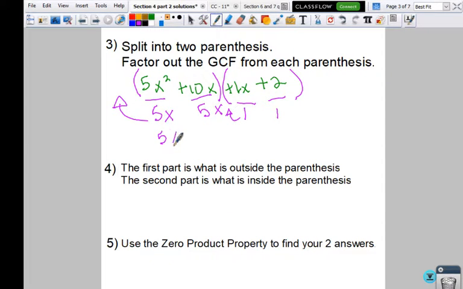So I'm going to have a 5x. And then inside, it's kind of like dividing. 5 over 5 is 1. x squared over x is x. Remember, x squared means I have x times x at the top divided by an x. One of them cancels out, I have one left over. That's the long way, or you can subtract your exponents.